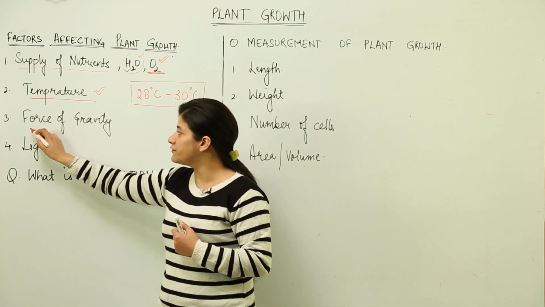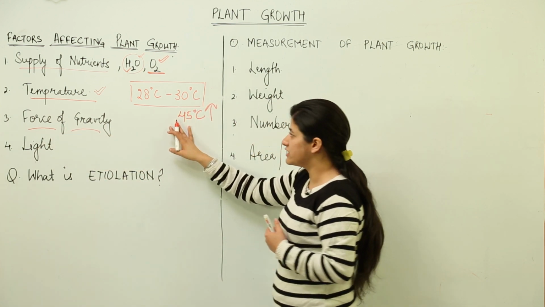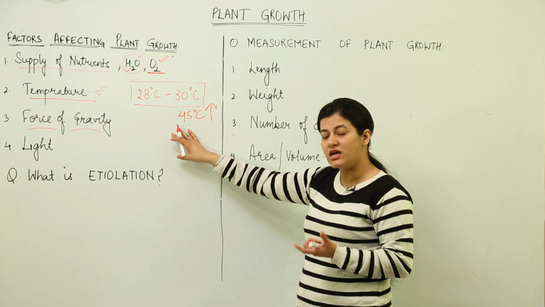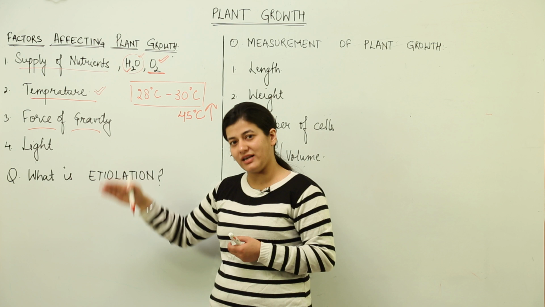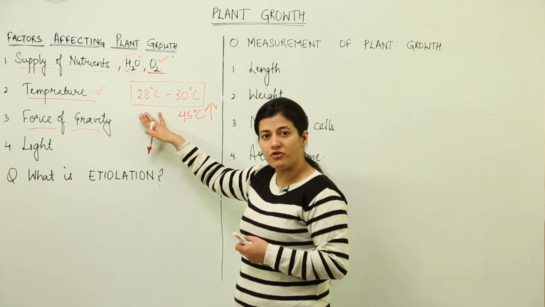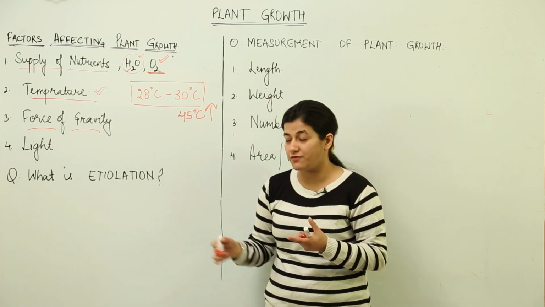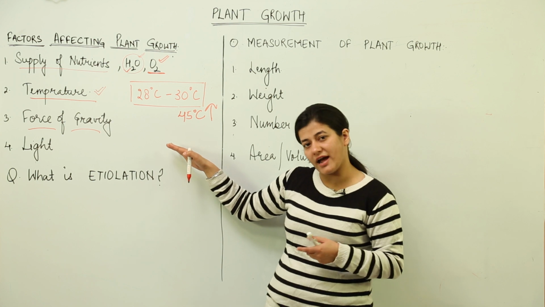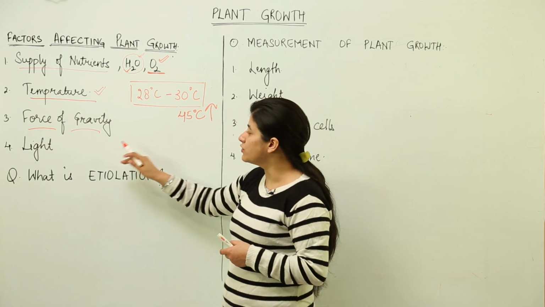And the third one is force of gravity. Before I come to force of gravity, one thing that we have skipped is that low temperature also has a negative effect on the growth of the plants, because when the temperature declines, there might occur a freezing, and the temperature optimum for the enzymes that we have studied, that enzymes are very much temperature specific, would again not be fulfilled and the activity would stop, hence leading to the decline in growth of the plant.